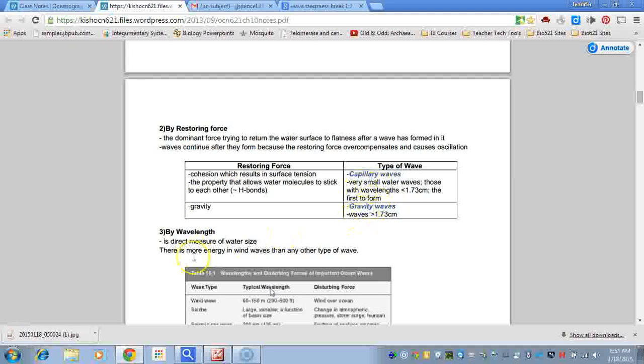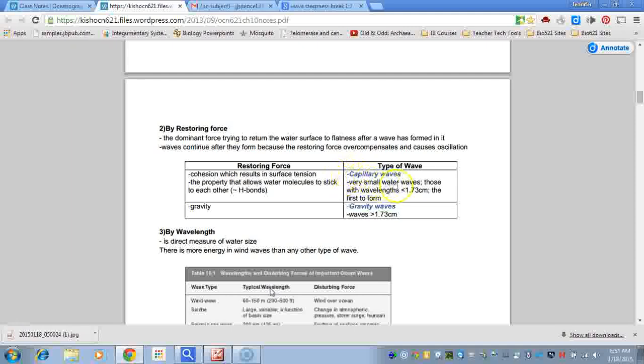The second way they're classified is by their restoring force. Okay, so the restoring force is the dominant force that's trying to get the wave surface back to being flat. Okay, so after it's formed, it's whatever is trying to help it get back to flatness, but in the way it does it, it ends up overcompensating and causing the wave to kind of get bigger in a sense, or to keep propagating.